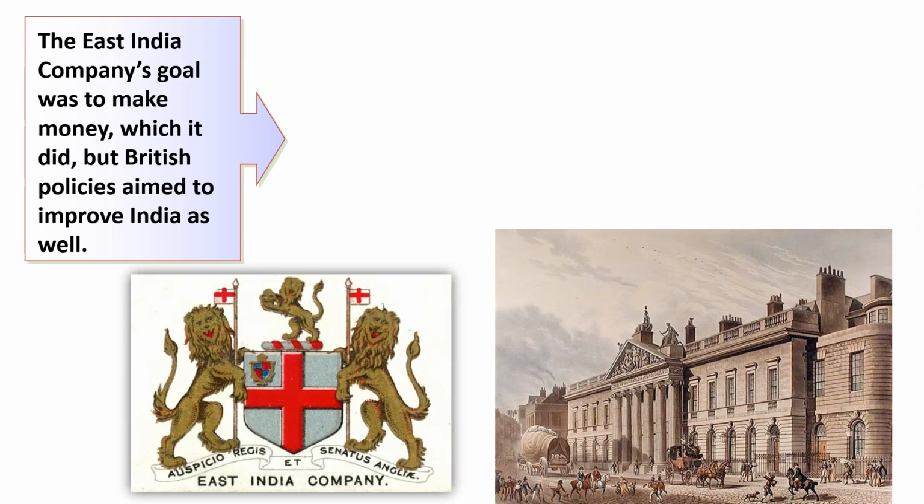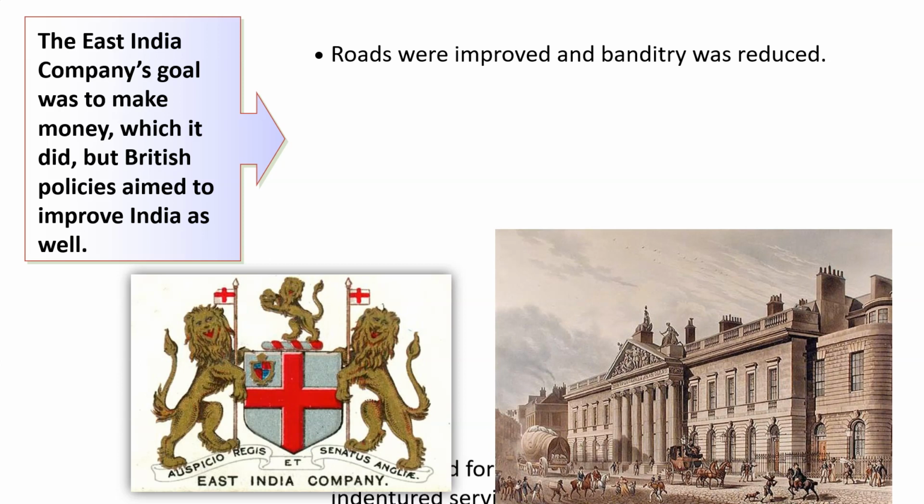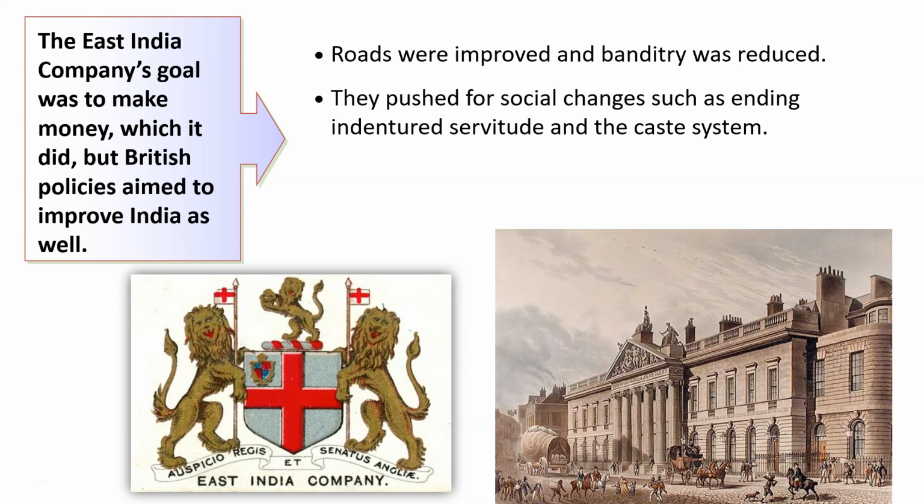Now again, the British East India Company's goal was to make money. They were a commercial enterprise. The British policies, even though they were focused on economic accomplishments, did result in some improvements in India. For example, roads were improved, crime was reduced. The East India Company also pushed for social change that they viewed as not consistent with Western society. For example, ending indentured servitude. That certainly was something that was happening elsewhere in Britain and the British Empire, so they were looking to end indentured servitude in India. They were not entirely happy with the caste system as well, so they were looking to minimize or get rid of the caste system if possible.